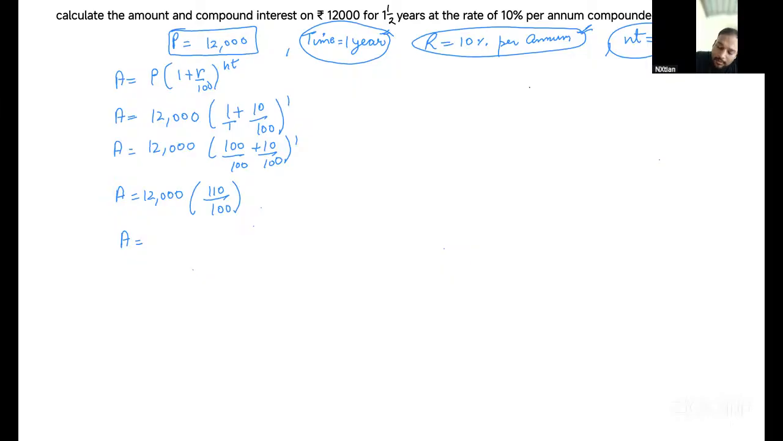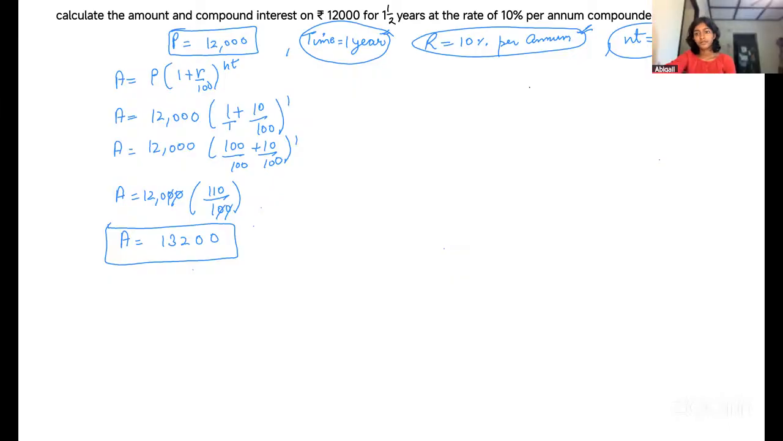The amount will become 13,200. Now, the amount at the end of the first year, everyone please pay attention, is 13,200. Understood? Now, I told you this will become the principal for the next half year. Did you understand, Abigail? Yes, sir.